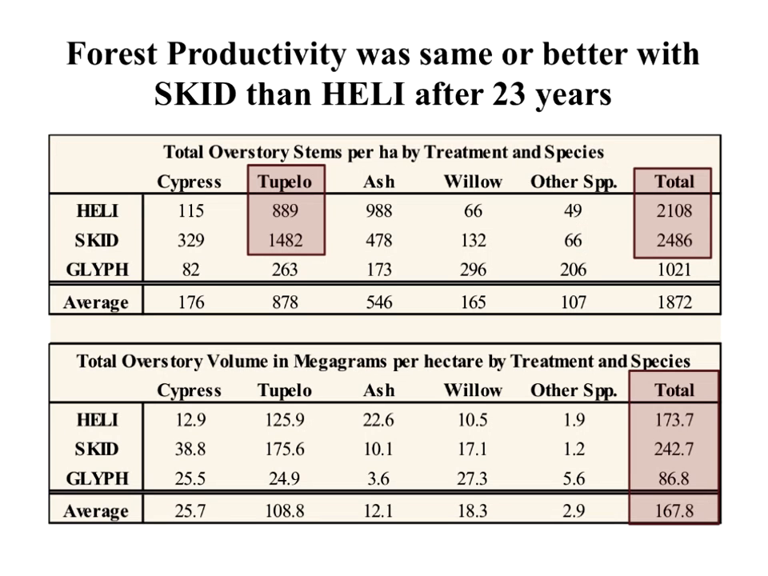And what we saw on this particular site was the differences were not as large as what we thought they would be. Also, in this particular case, at age 23, the upper box there is looking at the total number of stems by treatment. If we just look at Tupelo, which was a desired species on that site, the skidder was actually better than the helicopter. And the total number of stems was actually slightly better than the helicopter.